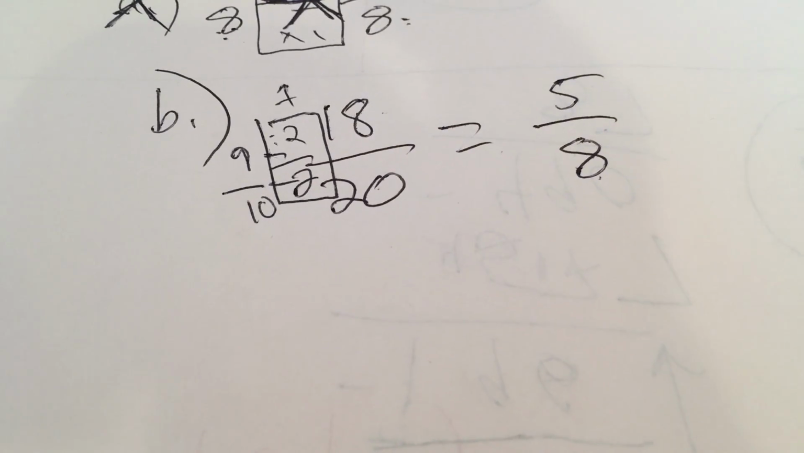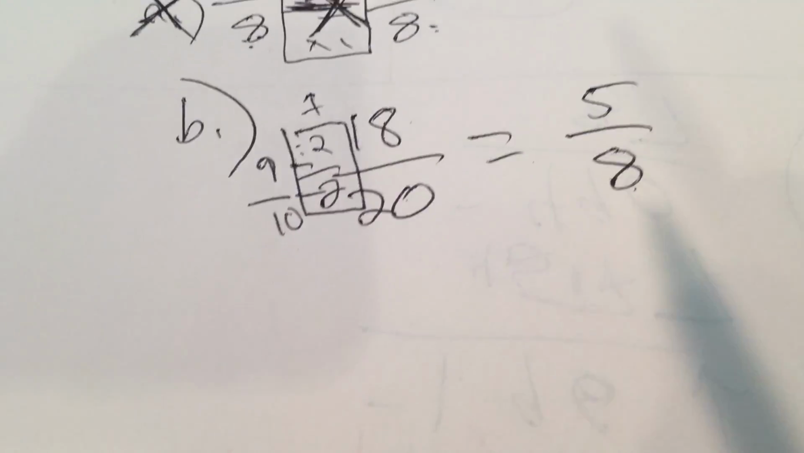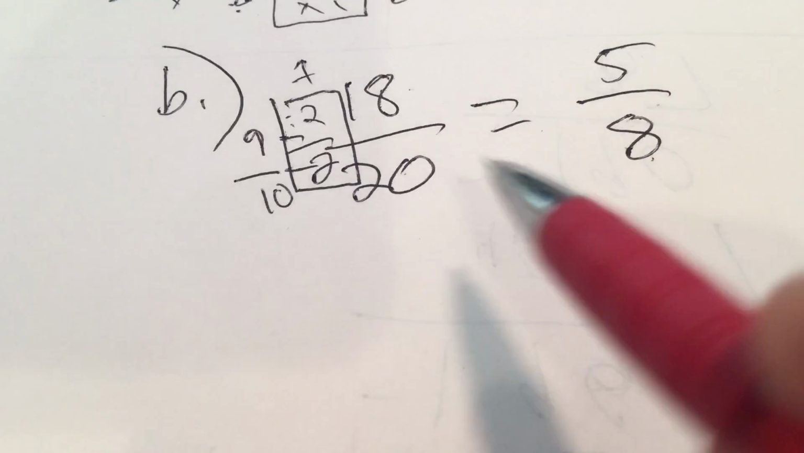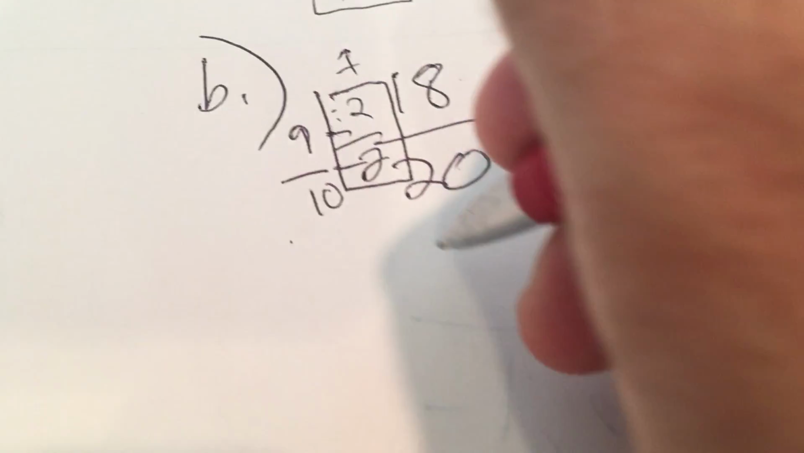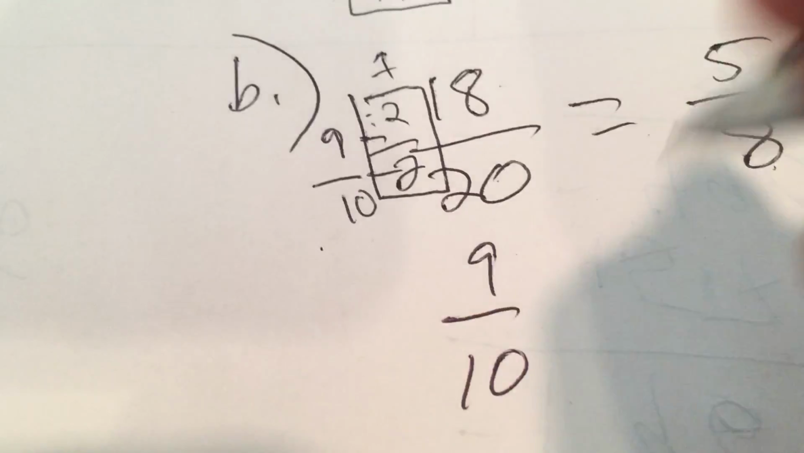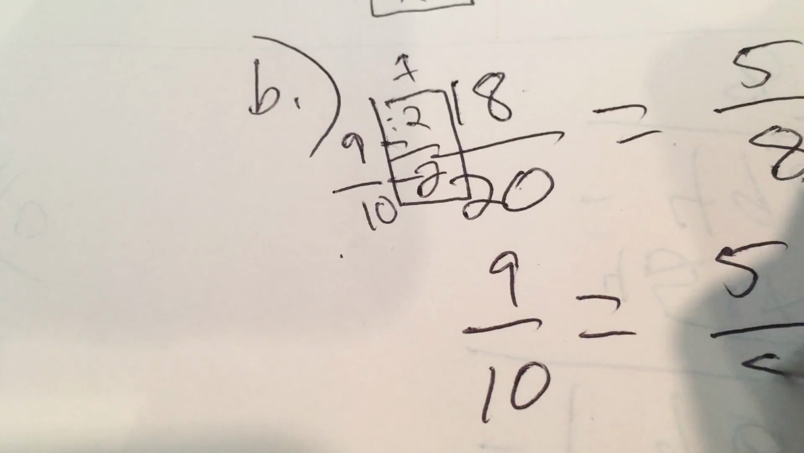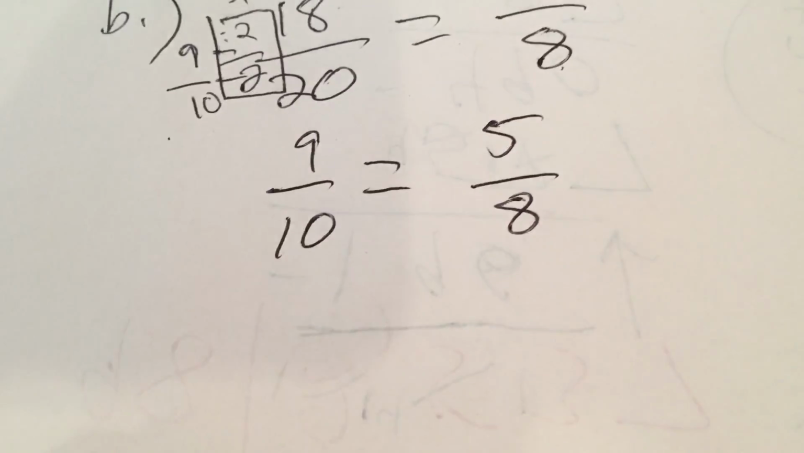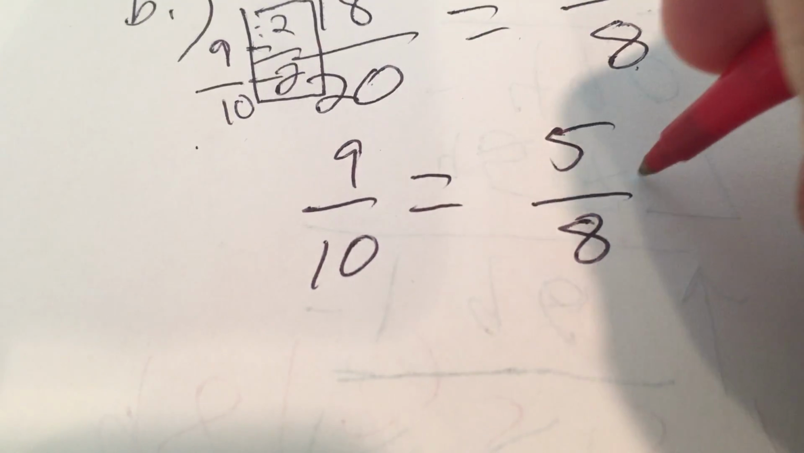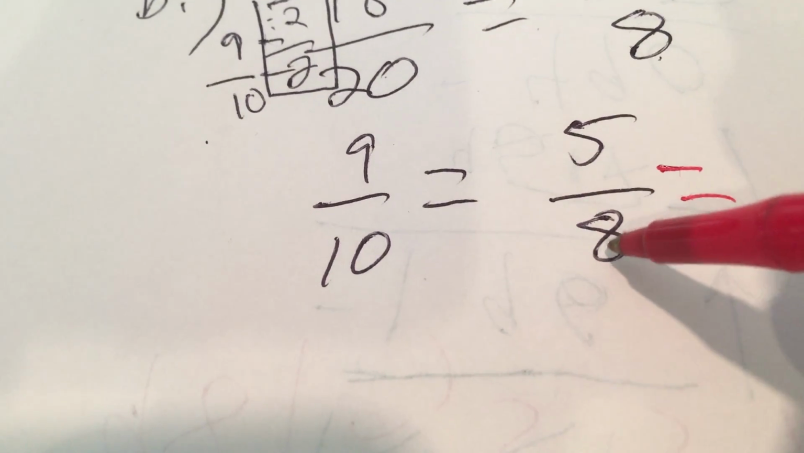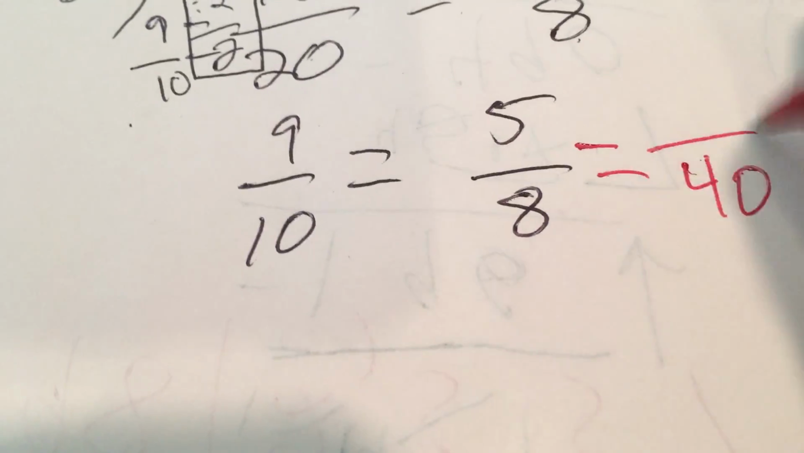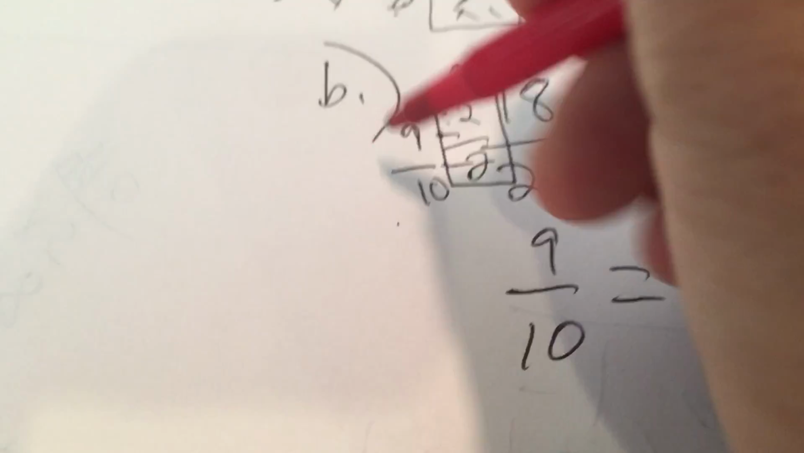So what are we going to do to figure out if those are equal? We can make them have the same denominator. So we have 9/10 or 5/8. We're trying to figure out if they are equal. So now I'm going to turn these into the same denominator. So 8 goes into 40, and 10 also goes into 40.